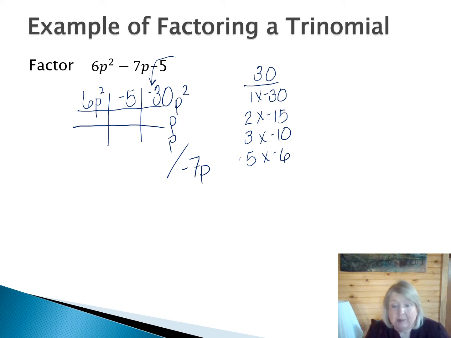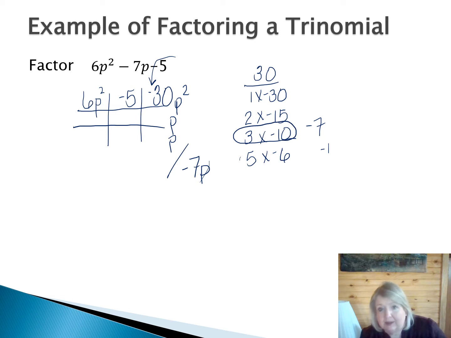So now it's time to play the adding game, and I'll give you a hint. The larger numbers will always be at the top, and the smaller sums will always be at the bottom. Since 7 is kind of small relative to 30, I'm going to start at the bottom. 5 plus negative 6 is negative 1. That's not what I'm looking for. I'm looking for negative 7. 3 plus negative 10, well, there is my negative 7. So this is what I call my winning pair.